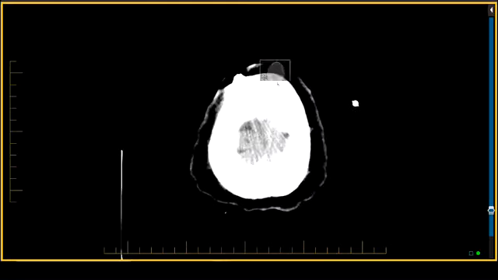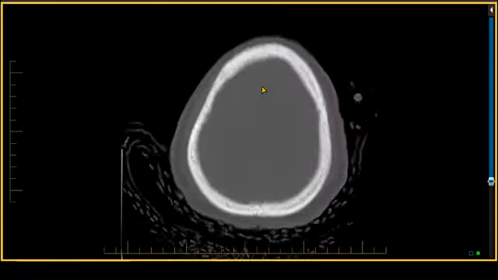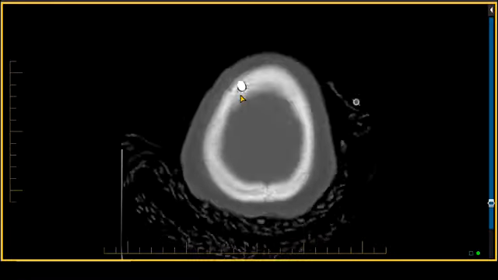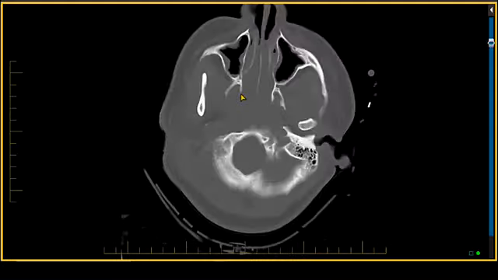This patient has what one typically sees, a pressure bolt to monitor the intracranial pressure as part of the therapy for the patient.